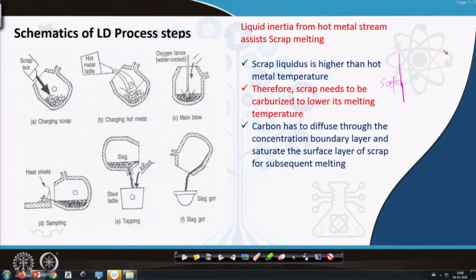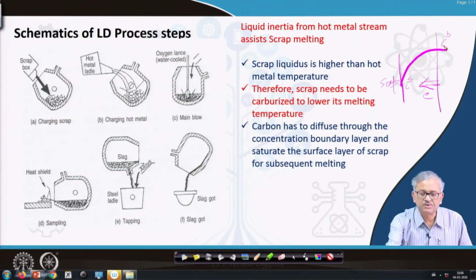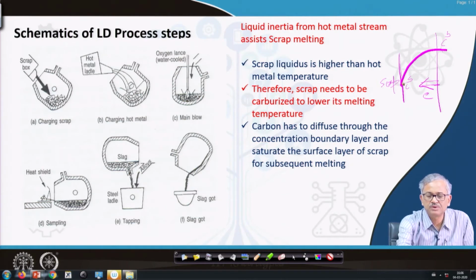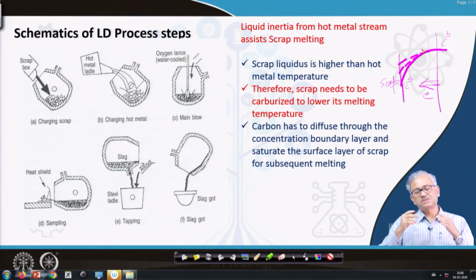So, the carbon is coming like this. Carbon in the bulk is higher and the carbon at the surface is lower. This is the concentration boundary layer, and carbon is basically diffusing through here. So, carbon has to diffuse through it, and with time this profile will go on changing like this, and then like this. With time, the concentration at the surface will increase.